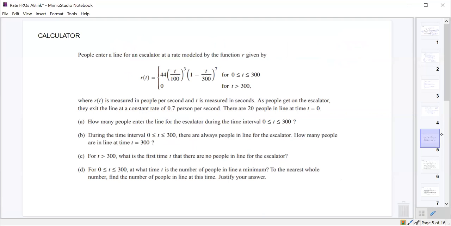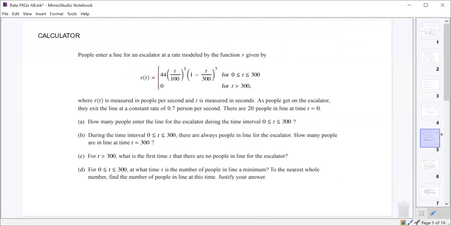We'll take a look. First, we got a function R of t that represents the rate at which people are entering a line to get onto an escalator. Apparently, escalators have long lines or something. I don't know. So from 0 to 300 seconds, it's 44 times t over 100 cubed times 1 minus t over 300 to the 7th. Okay?